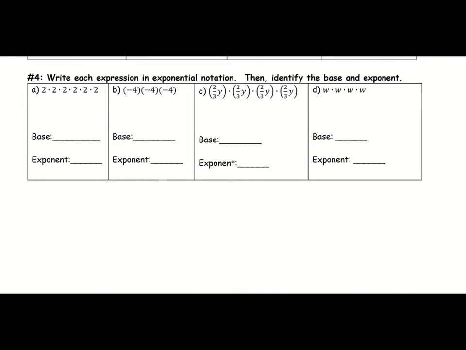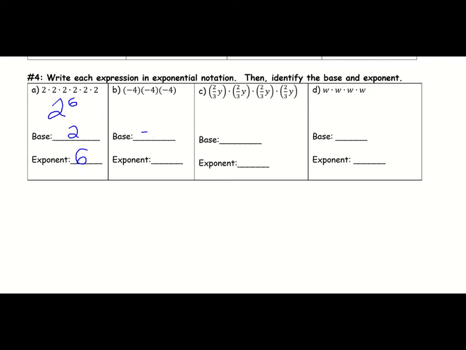Our last problem, number 4, basically pulls all of this together. We want to write each expanded notation in exponential notation, and then identify what our base and exponent were. So I'm going to kind of combine all of this together. My base is always the number being multiplied. So in letter A, that would be 2. And my exponent is how many times that number was multiplied by itself. In this case, there were 1, 2, 3, 4, 5, 6 2's. So if I wrote this in exponential notation, this would be 2 my base to the 6th power as the exponent.